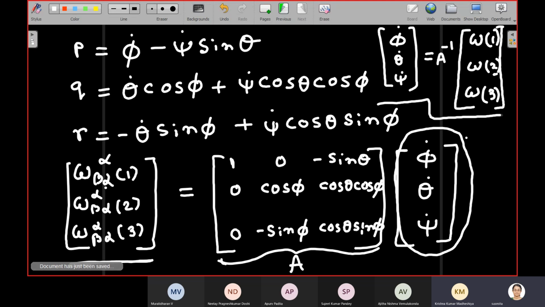Okay? So using numerical integration techniques we can integrate these differential equations and find the Euler angles at other points in time. But while doing the integration, we should keep in mind that the integration step size should be small. Otherwise, we will incorporate errors while doing the integration. Okay.